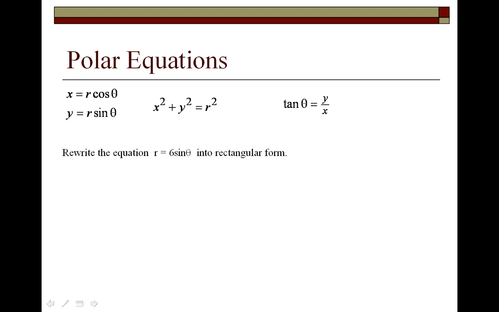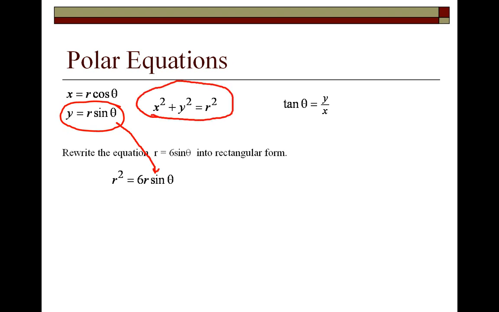So, typical problem. Rewrite the equation r equals 6 sine theta into rectangular form. Well, I need to get the sine into this kind of a format, r sine theta, in order to change it to a y. So I'm going to multiply both sides of the equation by r. Now I've got r squared is equal to 6r sine theta. Well, I've got my y. That's going to become y. And I've got this relationship right here. So I've got x squared plus y squared is equal to 6y.